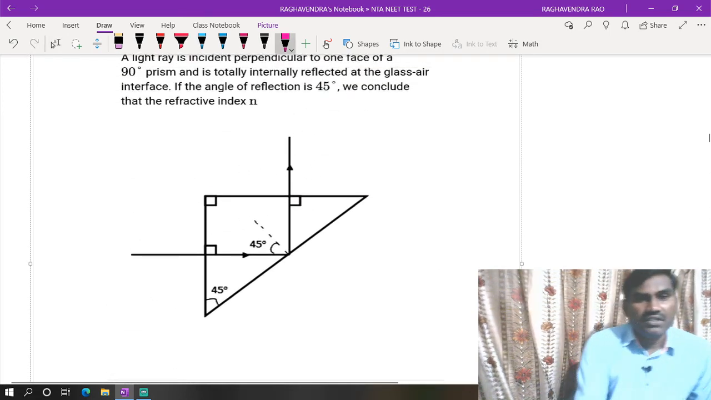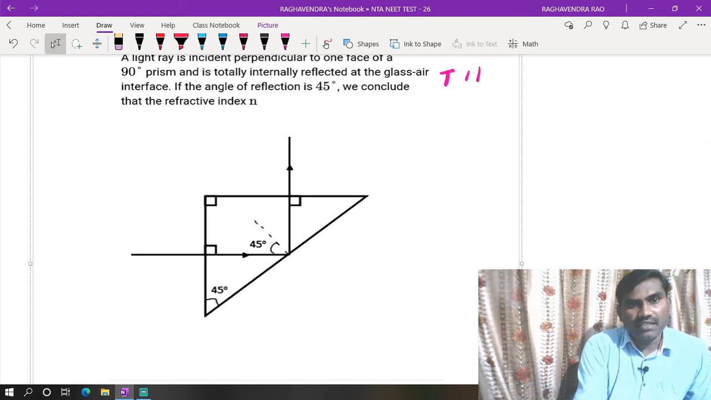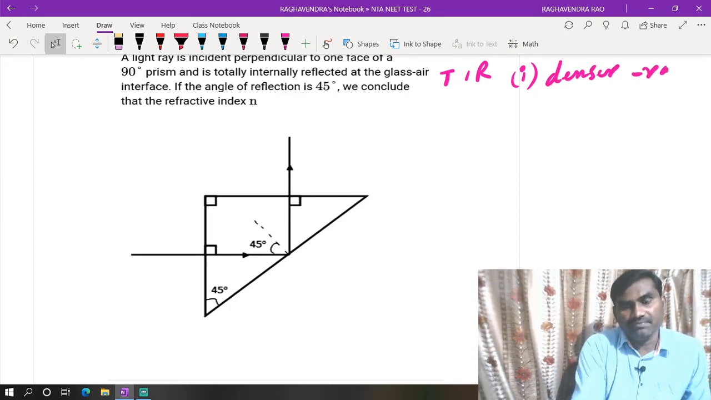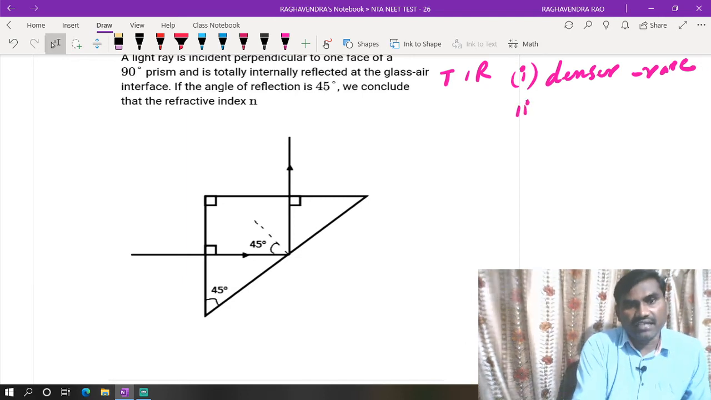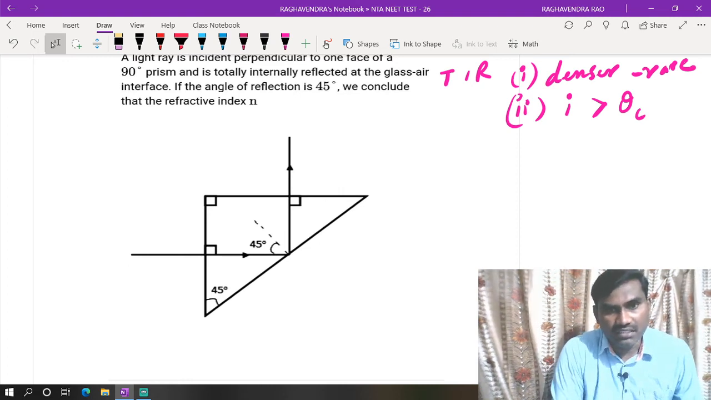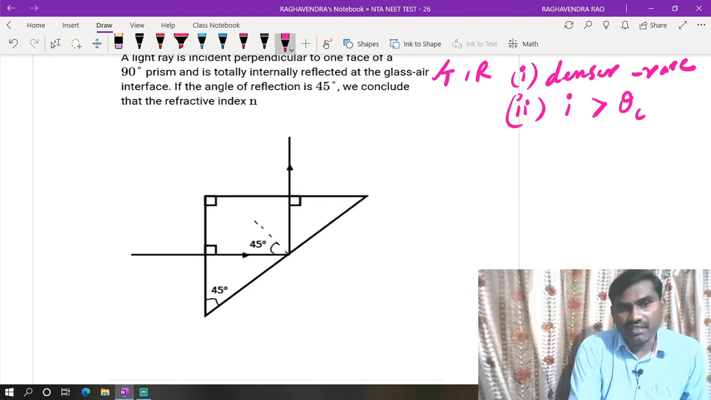So for total internal reflection, it has to satisfy two conditions. One is it has to travel from denser medium to rarer medium. That is the first condition. And the second condition is angle of incidence should be greater than critical angle. So these are the two conditions. Then only we can say the ray is totally internally reflected.